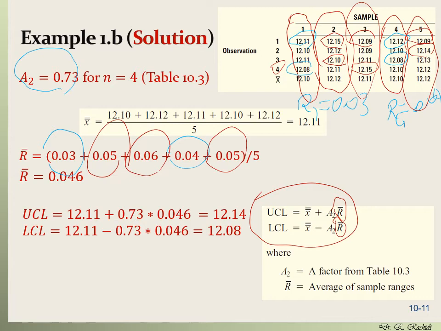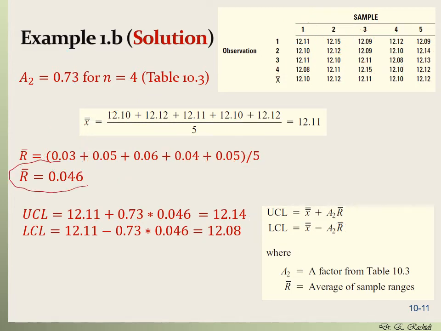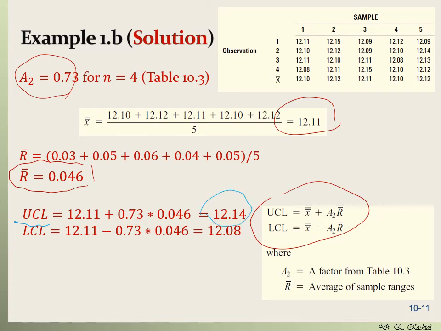So if you sum up these and then divide them by k, the number of samples, which is 5 here, it's going to give us R bar. So R bar is 0.046. Now we have everything. We have A2, we have X bar, and we have R bar. We plug it in this formula and we compute the upper and lower control limits. So the upper control limit here is 12.14. The lower control limit is 12.08. Similar to what we computed, assuming that we know the standard deviation was given.